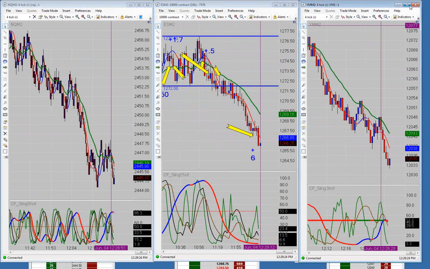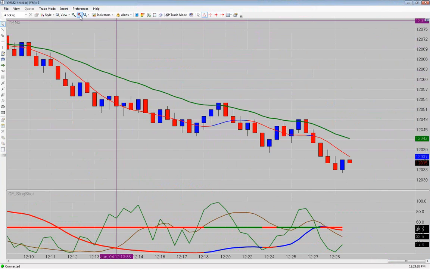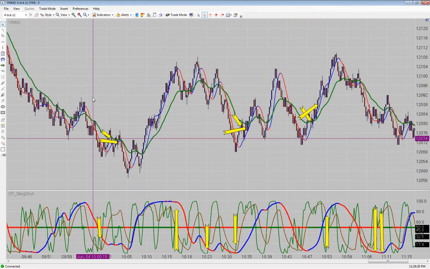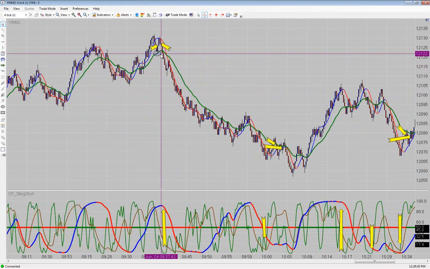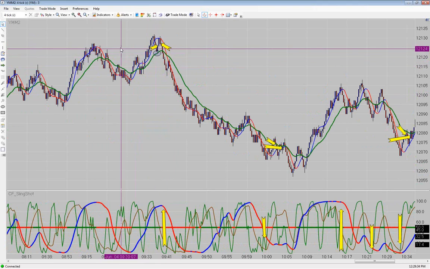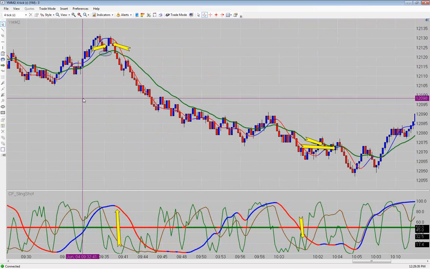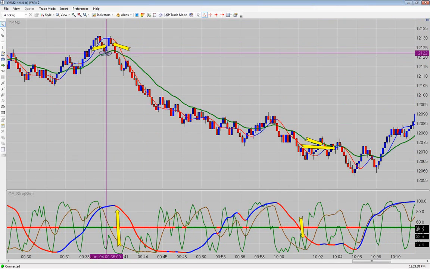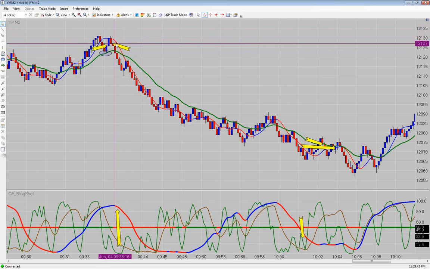Now let's go over here onto the YM. The YM had a few opportunities this morning that I took. I got long on this one right here. Let me blow it up a little bit so you can see it a little better. Price pulled back, tested the BBC, and gave an up close right here. Gave an up close and a move up.